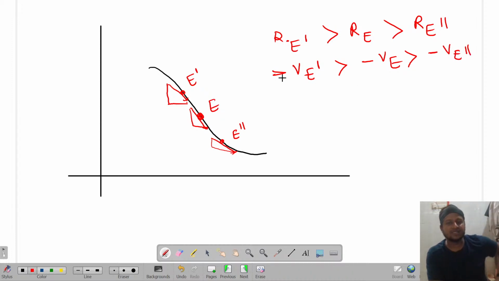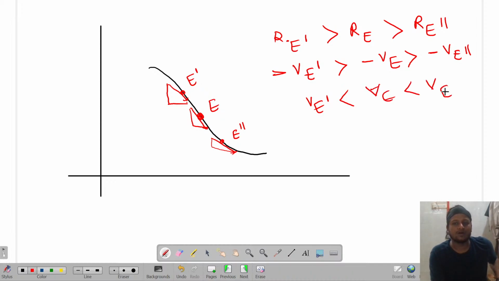So that means what? If I just multiply all with negative, this sign changes. So V at E prime is going to be much more than V at E, and it is going to be equal to V of E double prime. So what you observe over here is that velocity increases down the slope, meaning velocity is increasing in the opposite direction, but still the velocity is negative.